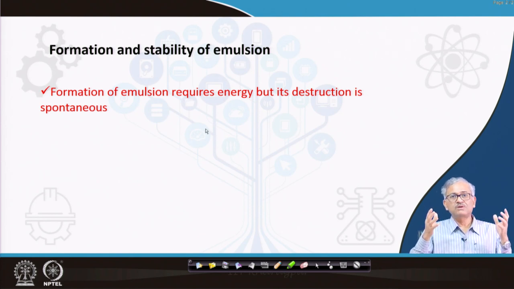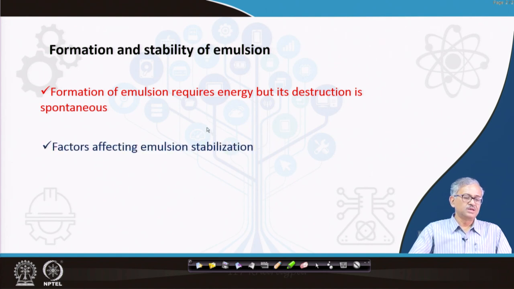But who will stabilize this emulsion? Because emulsion is a high energy object, as I said, it will try to reduce its energy. It will try to collapse. That is spontaneous. But who will stabilize it? What are the factors that can stabilize the emulsion? You have three factors. One is the surface tension.